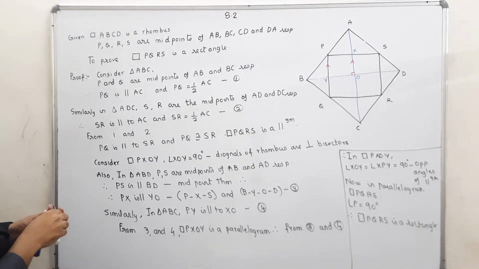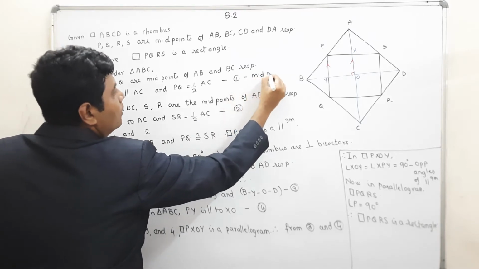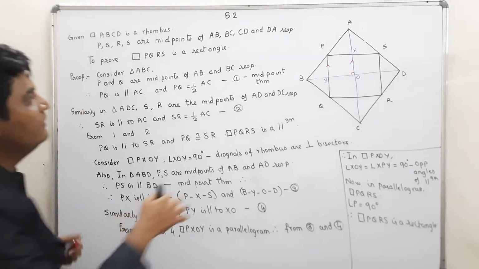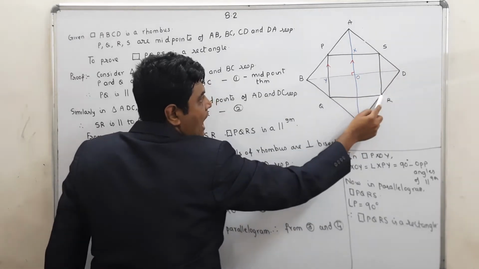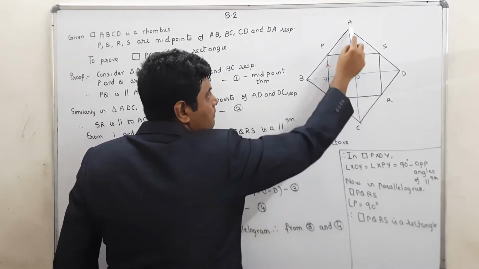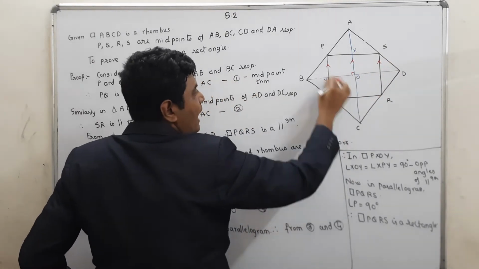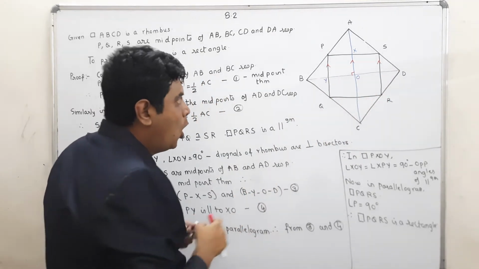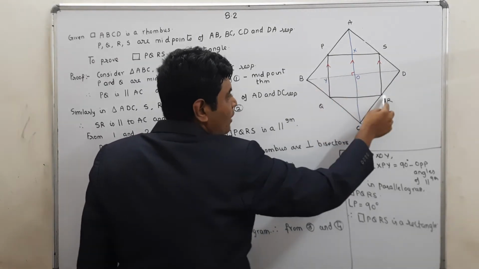Okay, so we can mention over here by midpoint theorem. Now similarly you consider triangle ADC. In triangle ADC, S and R are the midpoints of AD and DC respectively. Therefore, can I say SR is parallel to AC and SR is half of AC. So SR is parallel to AC and PQ is also parallel to AC. Therefore, PQ and SR are parallel to each other. Also, PQ is half of AC and SR is also half of AC. So PQ is equal to SR.